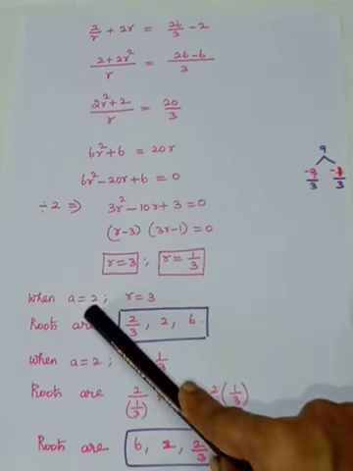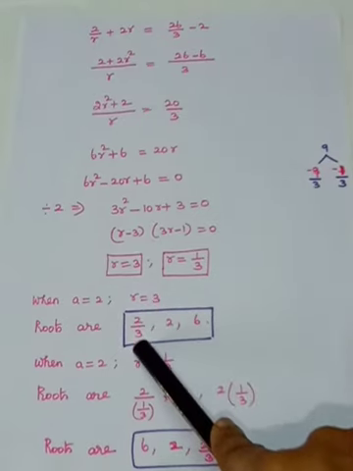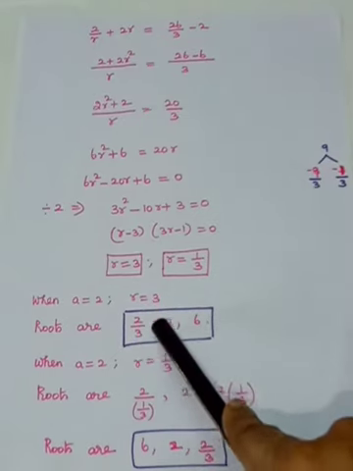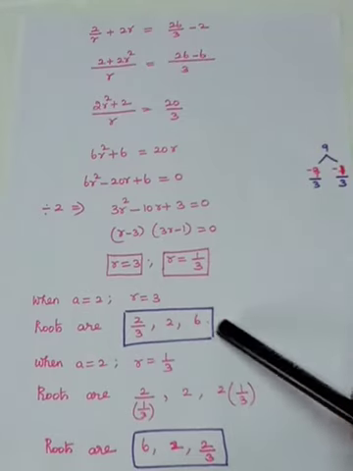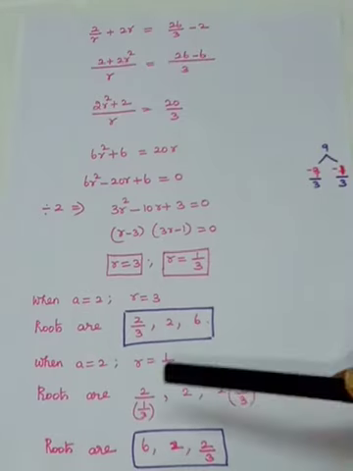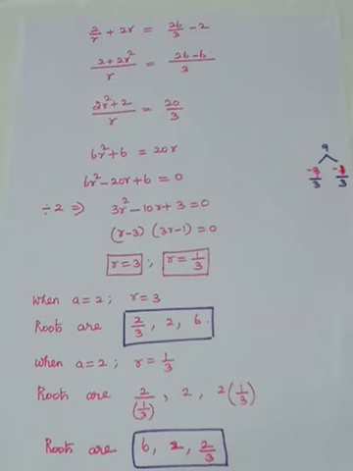Already we have found a is equal to 2. r is equal to 3 means a by r, so that is 2 by 3, and a, that is 2, and ar, so if you multiply, 6. r is equal to 1 by 3 means it will come in the reverse order. So if the roots are in AP and GP, we will find the remaining roots.